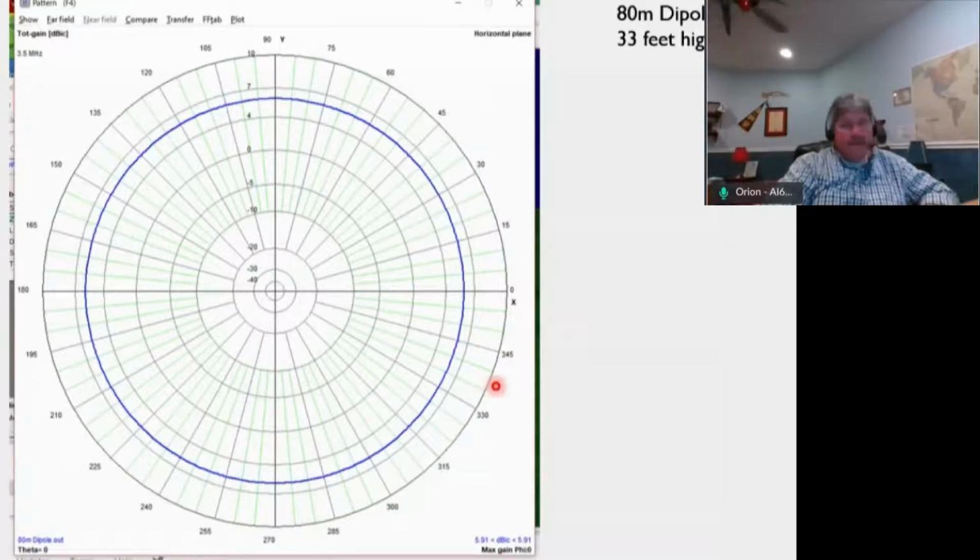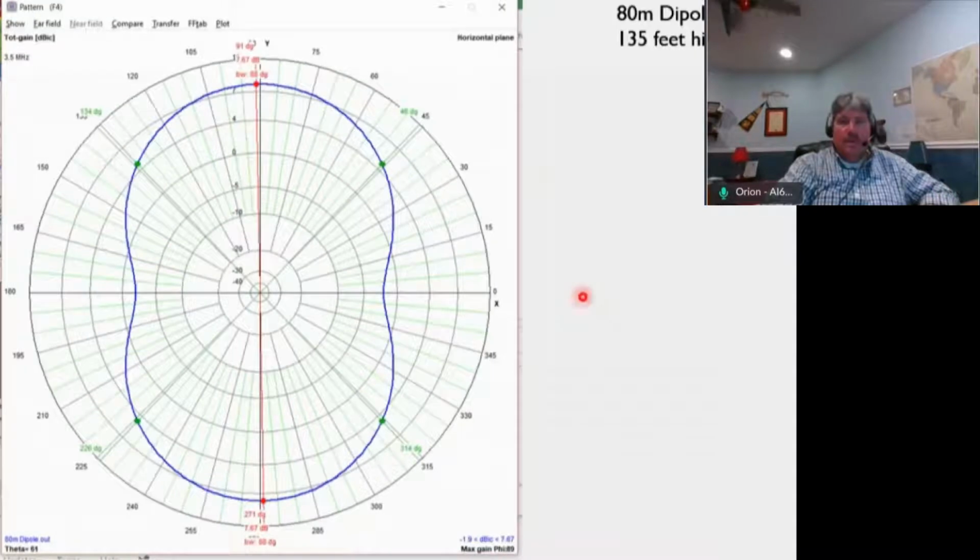Let's see here. What else? Now let's compare that to what our antenna looks like when we were at 135 feet. And guess what? Look, it's got some directionality to it, and it's pointing in definitely opposite directions. So you're going to lose some of the signal at the ends of your antenna.